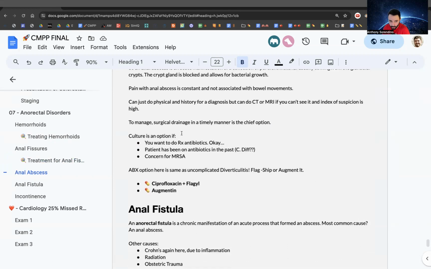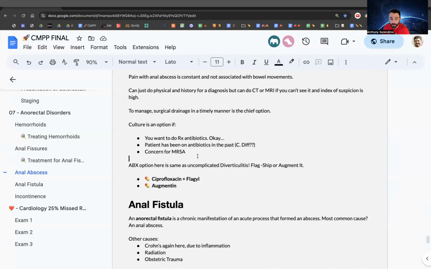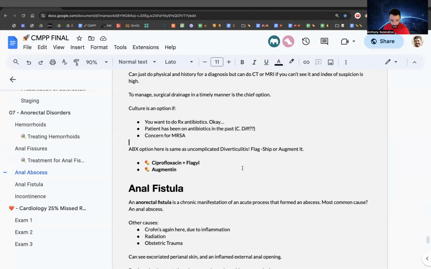You can do a culture if you're going to run antibiotics, or if they've been on antibiotics in the past and you think they have C. diff, which medication would you give them if they had C. diff? You can give them either vancomycin or you can give them Dificid. Vancomycin, remember, you want to give oral because IV does not cross into the bowel. And you don't want to mix it with those aminoglycosides like tobramycin and those other ones, because it's going to cause red man syndrome.